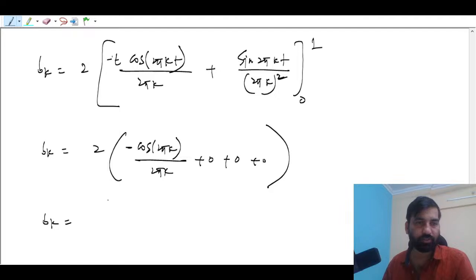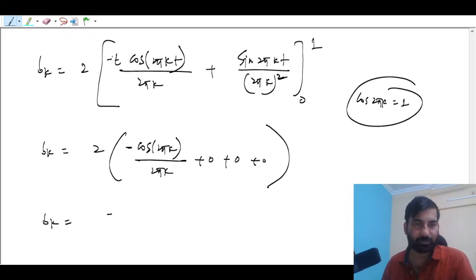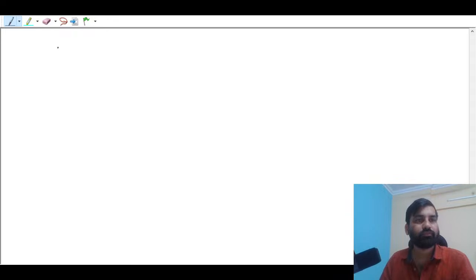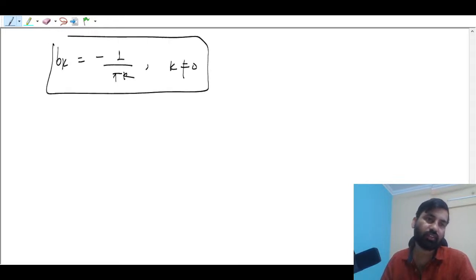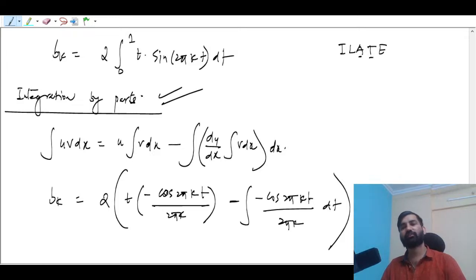So bk is going to be, now you know that cos 2 pi k is nothing but 1 only because 2 is even. So this is minus 1 by pi k, right. So your bk is nothing but minus 1 by pi k. ठीक है, minus 1 by pi k for k does not equal to 0. Please do remember this. ठीक है, so मैंने क्या किया, स्ट्रगल कहाँ पर था, स्ट्रगल वॉज इन इंटीग्रेशन बाय पार्ट्स.